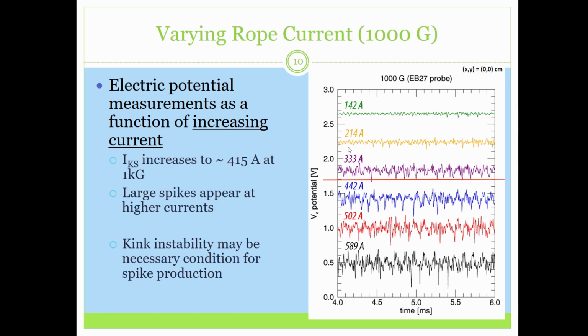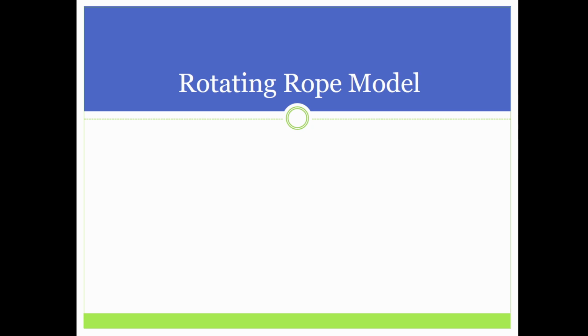of being kink unstable. We noticed that for currents smaller than the kink instability limit, there were almost little to no spikes. However, when we increased the current past the kink instability limit current, the spikes started to form, as seen in this diagram right here. This suggested that the kink instability, and by extension the rotation of the ropes, was somehow causing the spikes to be observed. So now I'd like to present a model to suggest how the spikes may be formed.